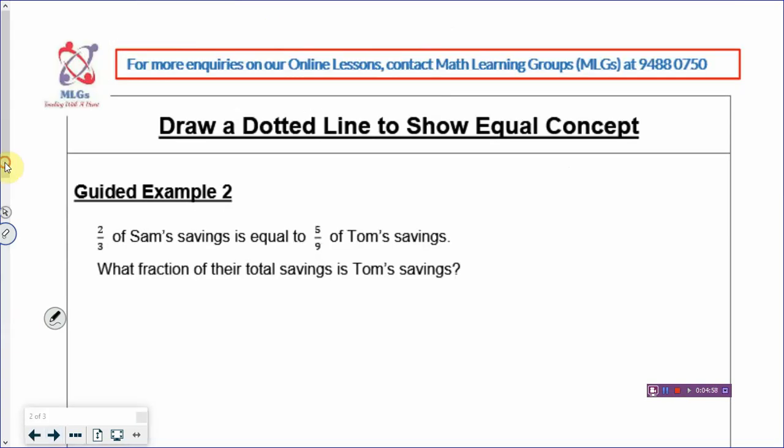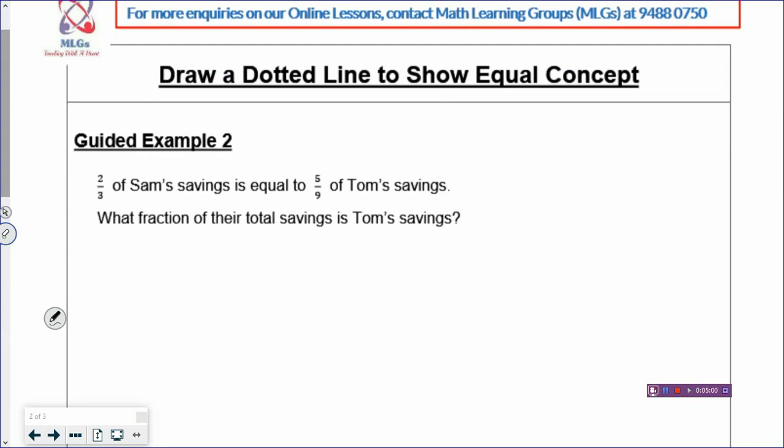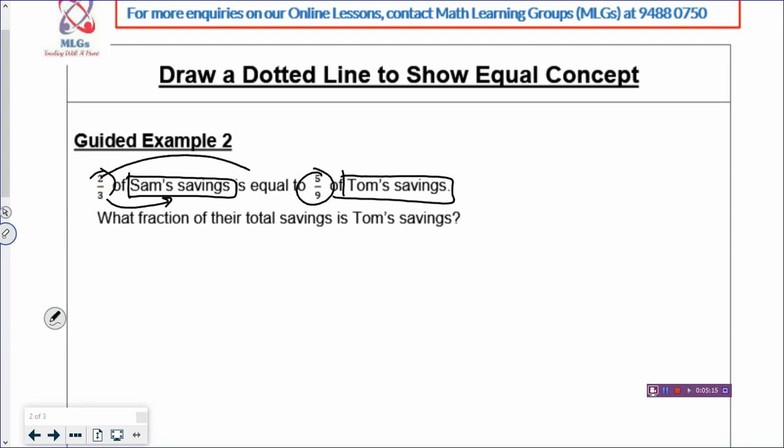Now, 2/3 of Sam's savings is equal to 5/9 of Tom's savings. So 2/3 refers to Sam's savings, and 5/9 refers to Tom's savings. When you want to draw the model, you have to know how to break up the fraction. The denominator is the total parts of Sam's savings. So 2 boxes of his savings is equal, and Tom's savings has 9 boxes, and 5 boxes is equal.